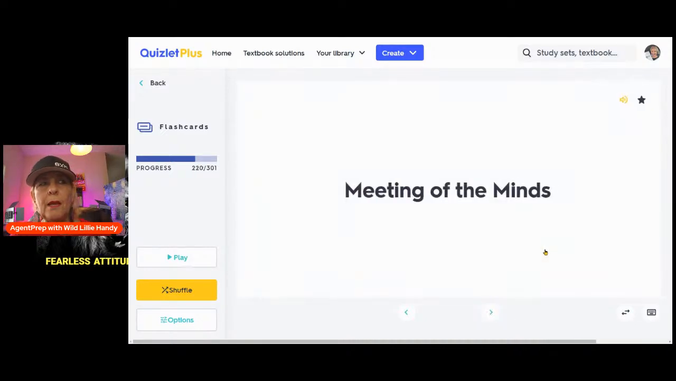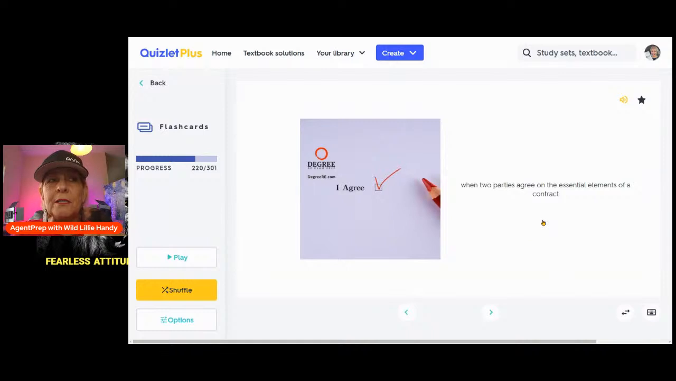Meeting of the minds. So what is that? There's meeting of people, meeting networking, meeting of the minds. When two parties agree on the essential elements of a contract. So individuals come to an agreement. And that's what we as realtors are there to help individuals come into an agreement on a purchase and sale of a property or on a rental of a property.